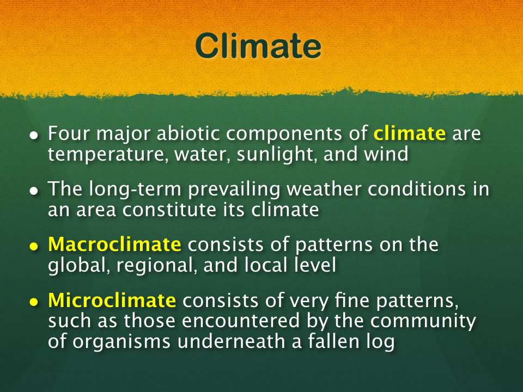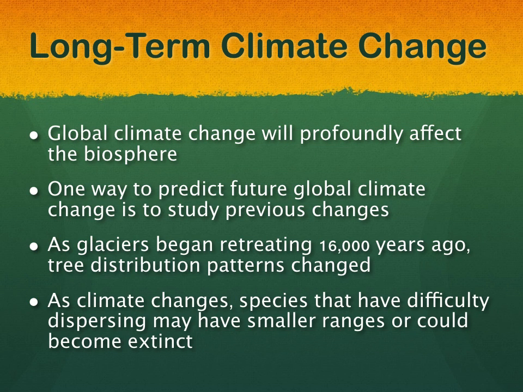The long-term prevailing weather conditions is what we consider its climate. So climate has to deal with weather patterns over a long period of time. Macroclimate is the patterns on a global or regional level. Microclimate is very fine patterns in a particular community. Long-term climate change is not something we'll spend too much time talking about. It's important that you guys understand the global climate will profoundly affect the biosphere. We can look at previous weather changes and make predictions on what might happen in the future.